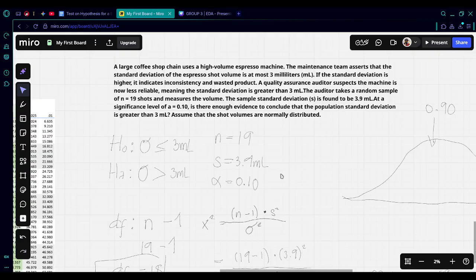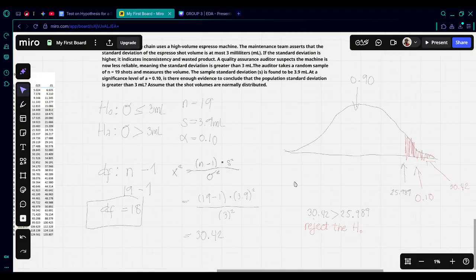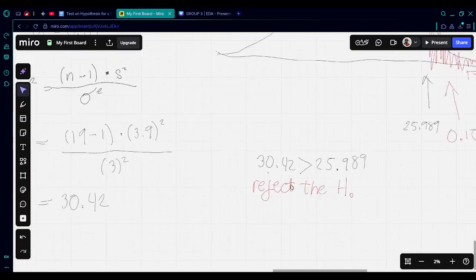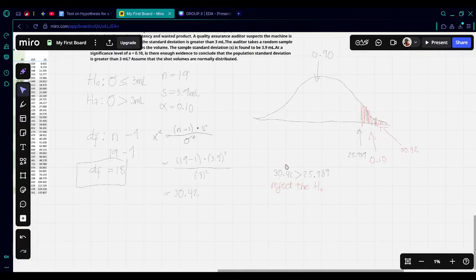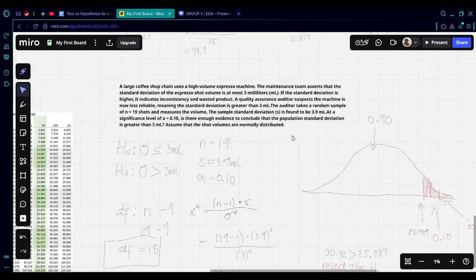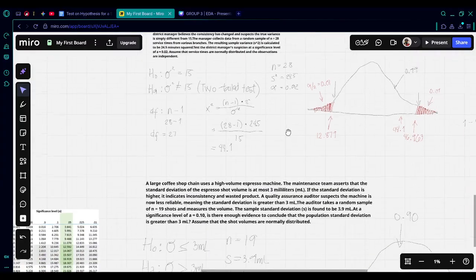Now that we have concluded the problem, and since we have determined that we rejected the null hypothesis, I think we are now done discussing this topic using the chi-squared.